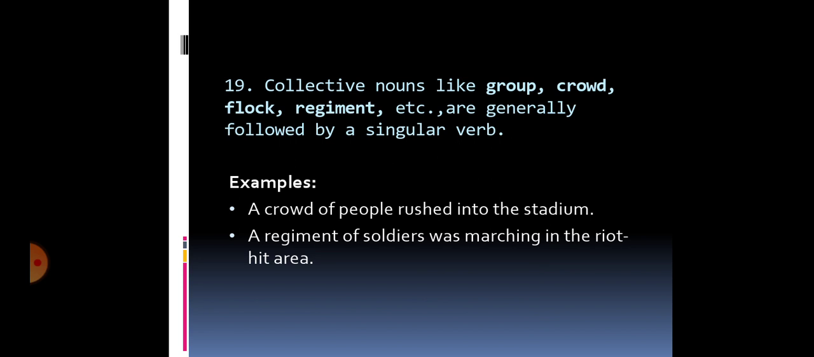Collective nouns like group, crowd, flock, regiment, etc. are generally followed by a singular verb. A crowd of people rushed into the stadium. Crowd of people, a collective noun, rushed into the stadium. So generally we use a singular verb with it. A regiment of soldiers was marching in the riot-hit area. So again, over here we have used was with regiment of soldiers.